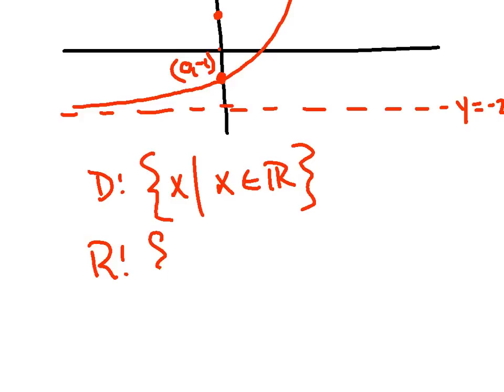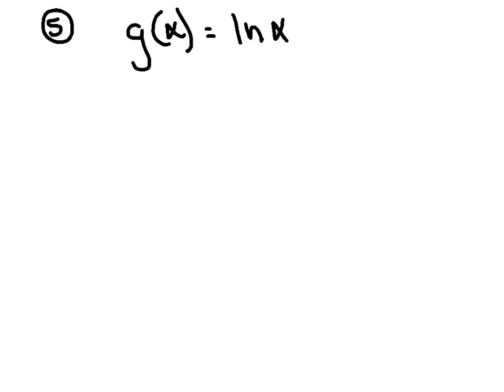The range, however, we said it's going to be all y values such that y is above the asymptote, which in this case is -2. So we'll say all y values greater than -2 fall within our range. Oh, we're coming down the home stretch. We got 2 more to go.